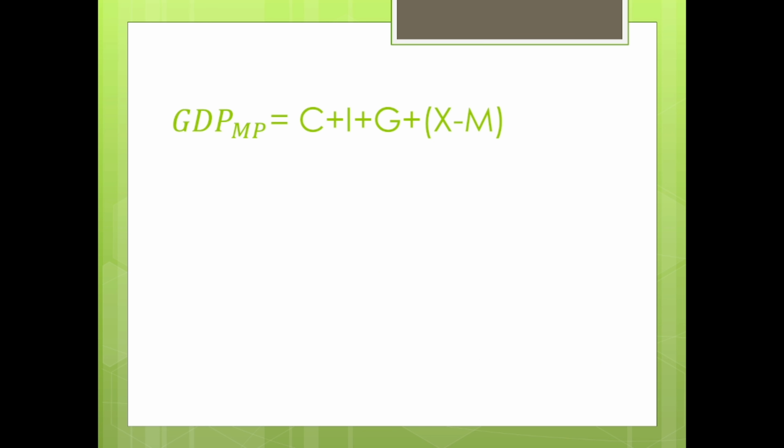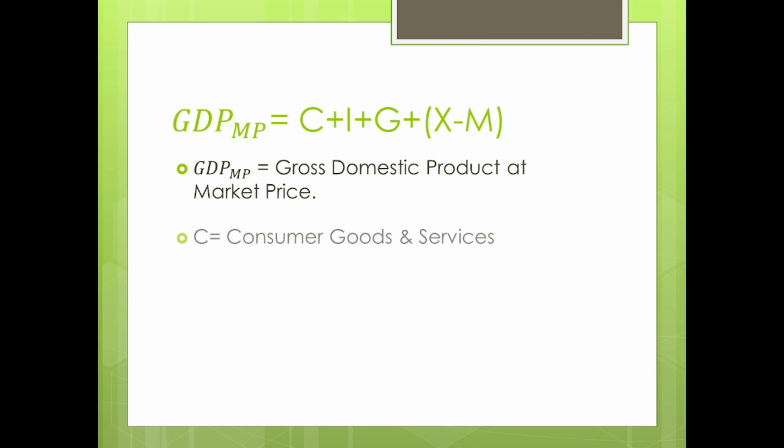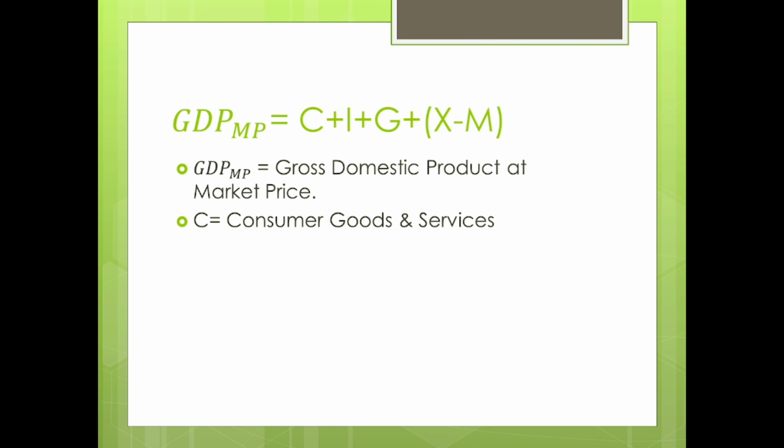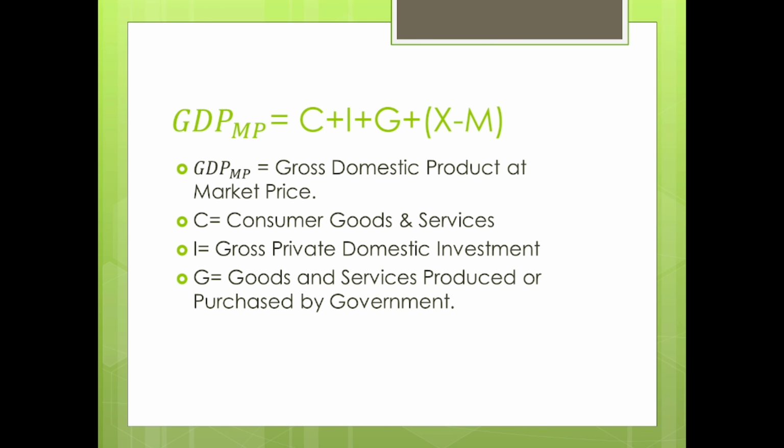So what is GDP? GDP MP. MP means market price. If I have to convert all the goods and services into market price, we call it GDP at market price, which is C plus I plus G plus X minus M. What is C? C is consumer goods and services produced in a year. I means gross private domestic investment. G is the government's purchase or production of goods and services. X minus M: X is export, M is import. So we have to add the exports and minus the import. Export minus import is known as net exports. So we add this, and that gives you GDP at market price.